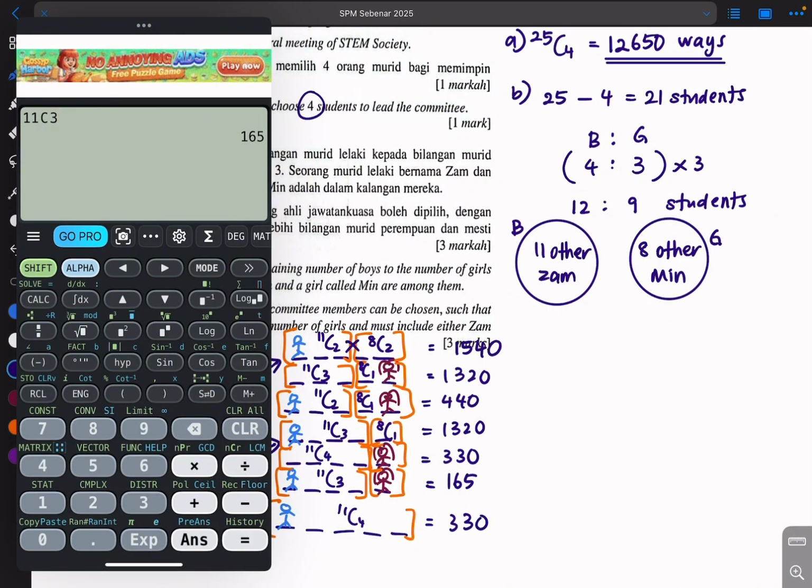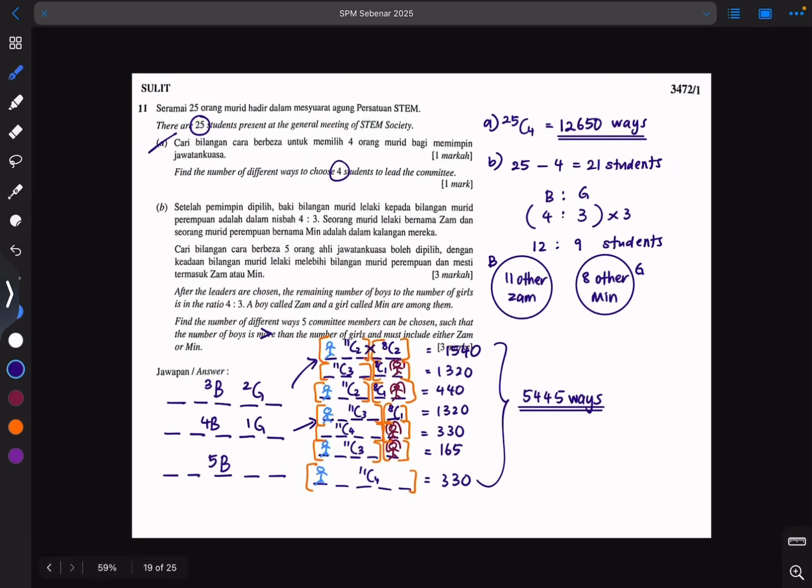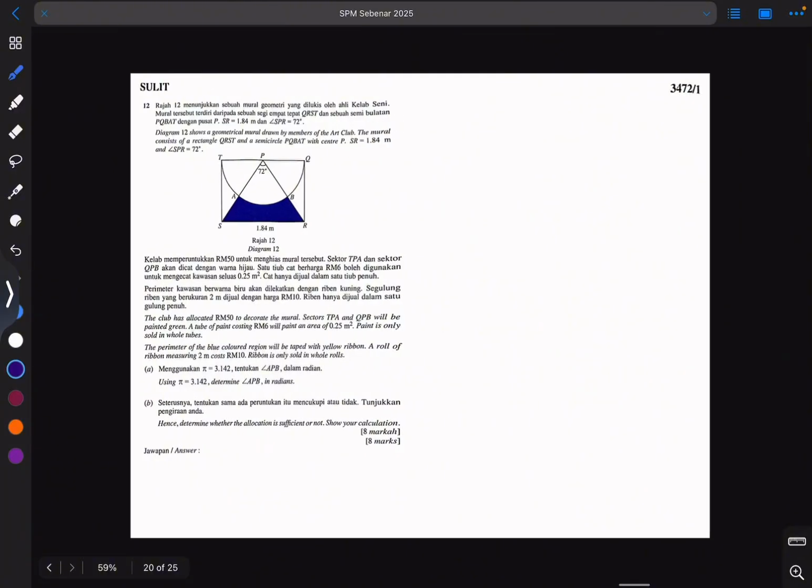Okay, now we add all of this. 1540, 1320, 440, 330, 165, 330. Okay, so in total we have 5445. So we will have this many ways to form a committee. Done. This will be our final answer. Okay, next.